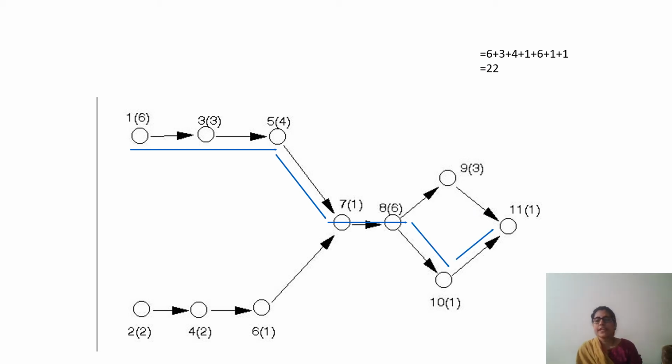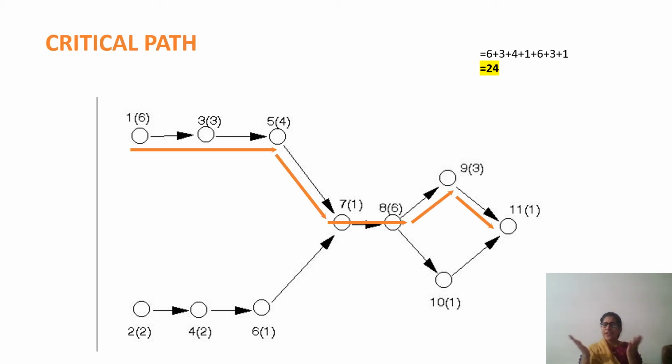I am seeing the next possible way for me to go from the start to the finish. That is 1, 3, 5, 7, 8, 10 and 11. Similarly, I am adding the time and the total I got is 22. So yeah, this is our critical path.